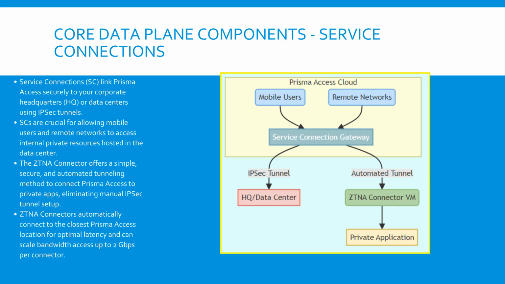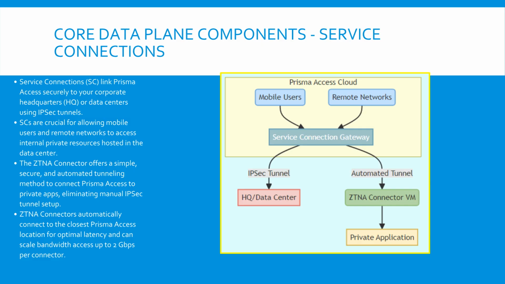This diagram demonstrates how service connections and ZTNA connectors enable access to internal corporate resources. The Prisma Access Cloud contains the Central Service Connection Gateway, SCGW, which is the focal point for communication between remote components and the data center. Both mobile users and remote networks route traffic through the SCGW when accessing internal resources. The SCGW uses a traditional IPsec tunnel to connect to the physical HQ or data center.